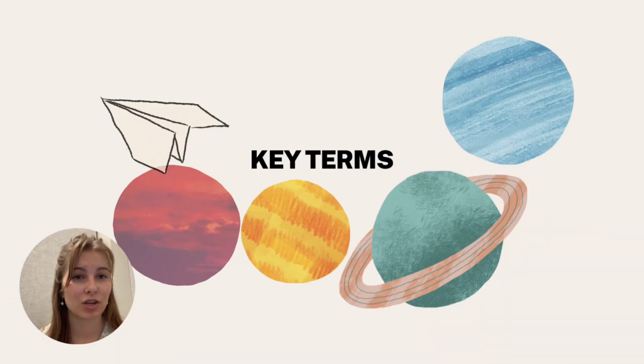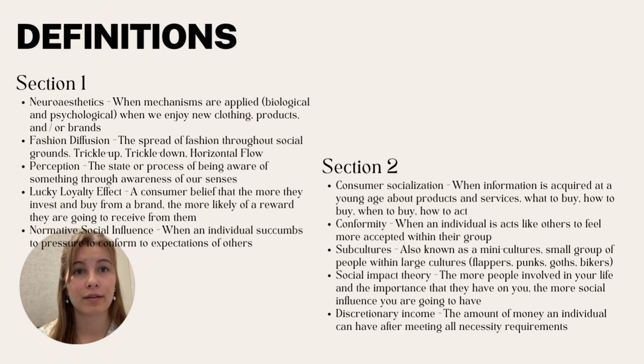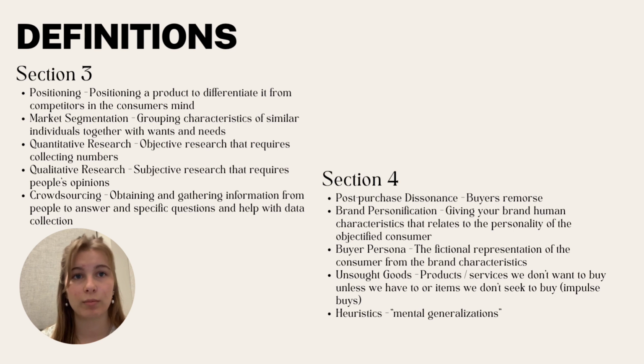At the end of my presentation are my key terms that you will find all throughout my presentation. First, we have section 1: neuroaesthetics, fashion diffusion, perception, the lucky loyalty effect, and normative social influence. In section 2, we have consumer socialization, conformity, subcultures, social impact theory, and discretionary income. In section 3, we have positioning, market segmentation, quantitative research, qualitative research, and crowd surfing. In section 4, we have post-purchase dissonance, brand personification, buyer persona, unsought goods, and heuristics.